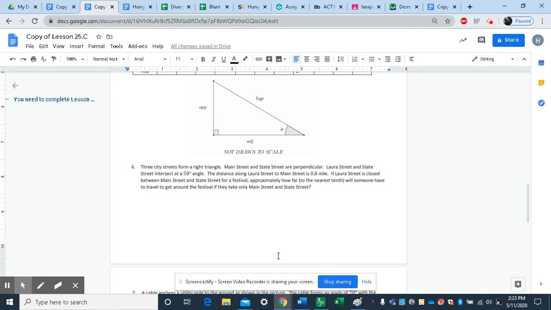Number 6, this next problem reads: 3 city streets form a right triangle. Main Street and State Street are perpendicular. Laura Street and State Street intersect at a 50-degree angle. The distance along Laura Street to Main Street is 0.8 miles. If Laura Street is closed between Main Street and State Street for a festival, approximately how far to the nearest tenth will someone have to travel to get around the festival if they only take Main Street and State Street?